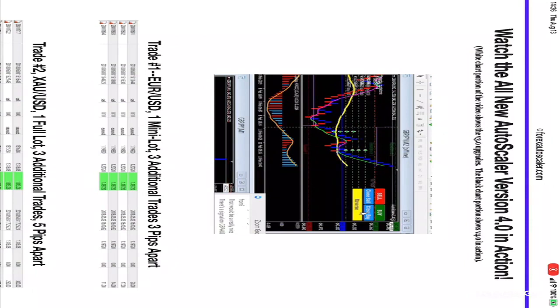We have effectively locked in now at the step stop. We're locked in at plus 20. If we fall back to 50, I'm closing it.